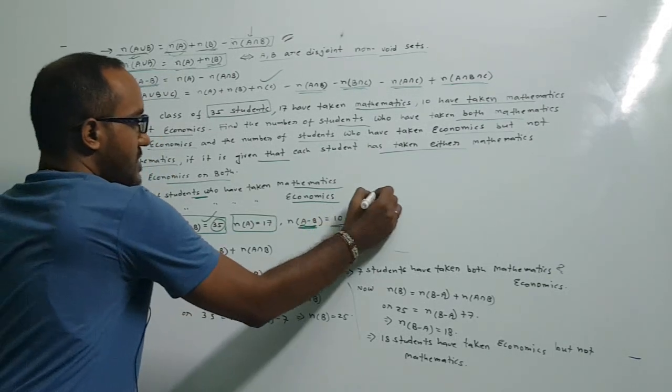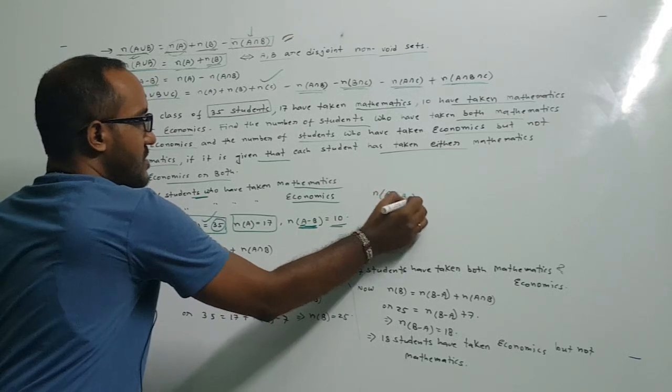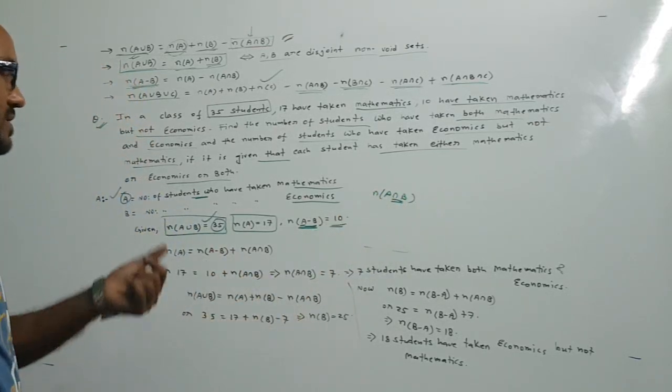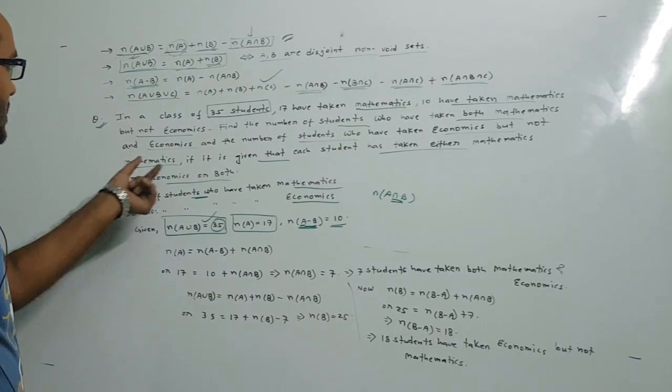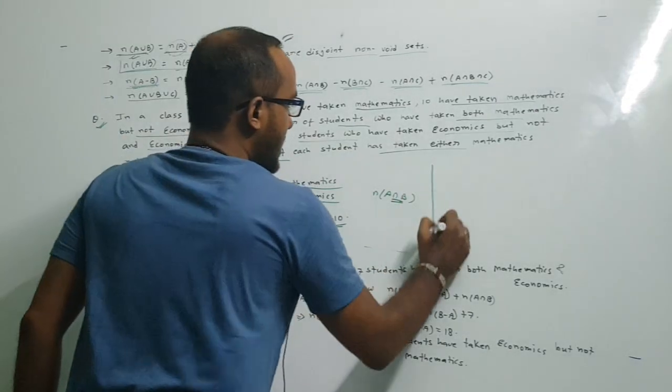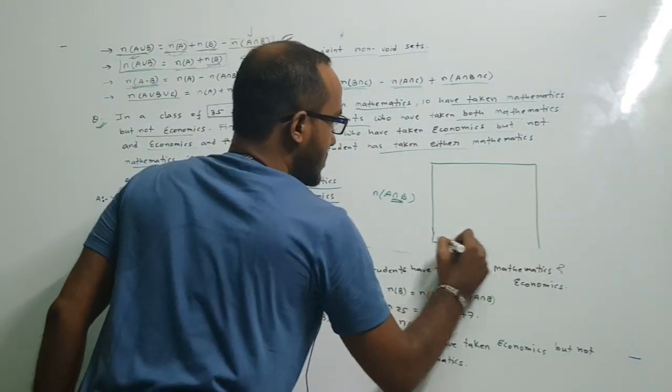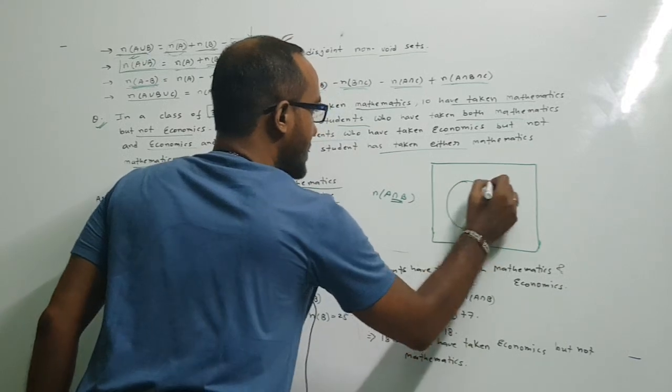So your first target is to find n of A intersection B. So what is the intersection? Intersection is the common part. Common region means both mathematics and economics. And so let us see it in a diagram, so that the whole thing will be clear.